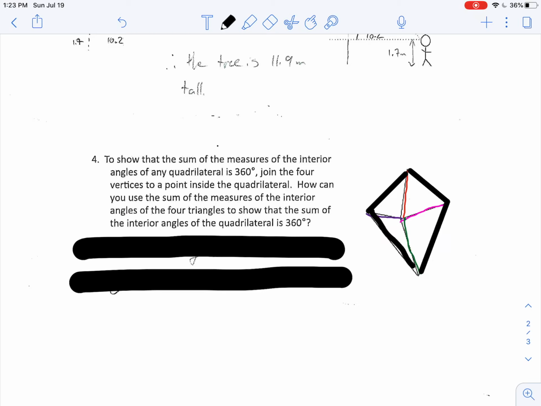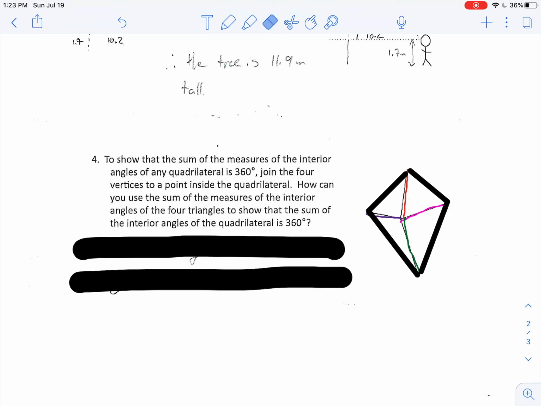And I'm taking the four corners of it, and I'm drawing a line to the middle where they all would meet. How can we use the sum of the measures of the interior angles of the four triangles to show that the sum of the interior angles of the quadrilateral is 360?